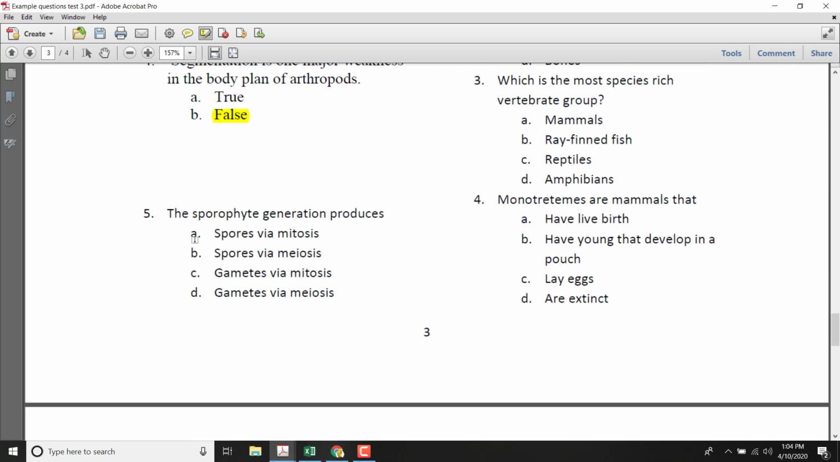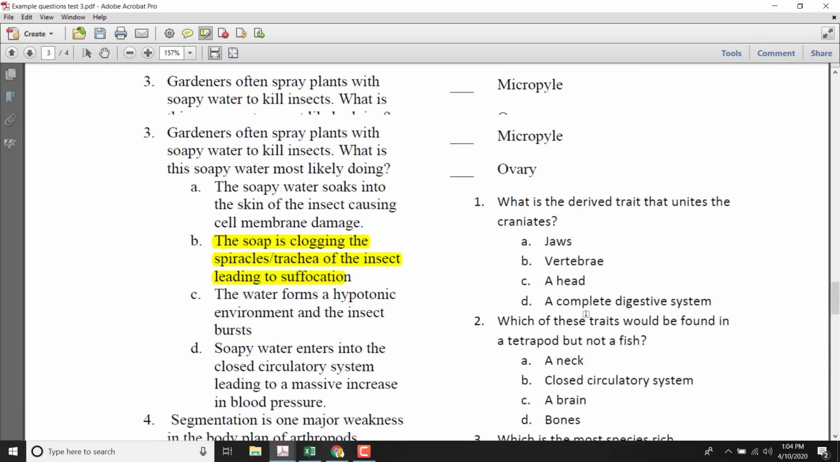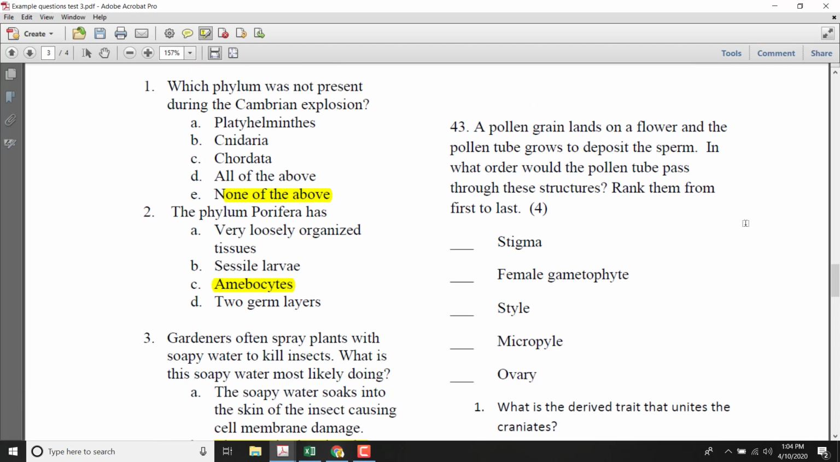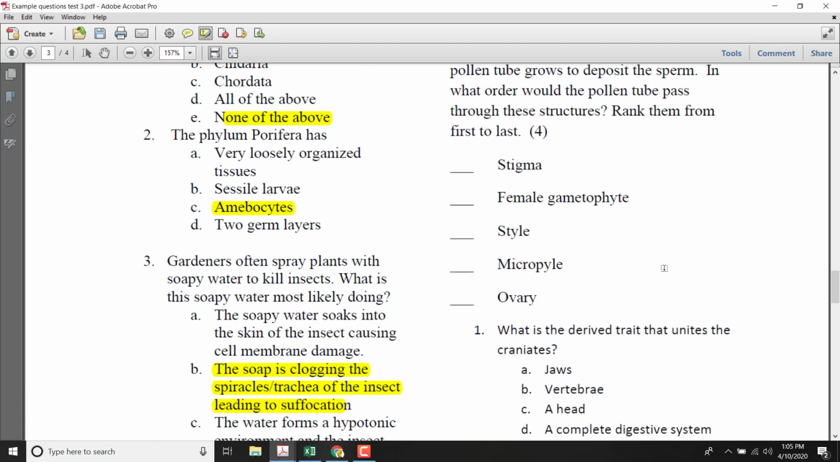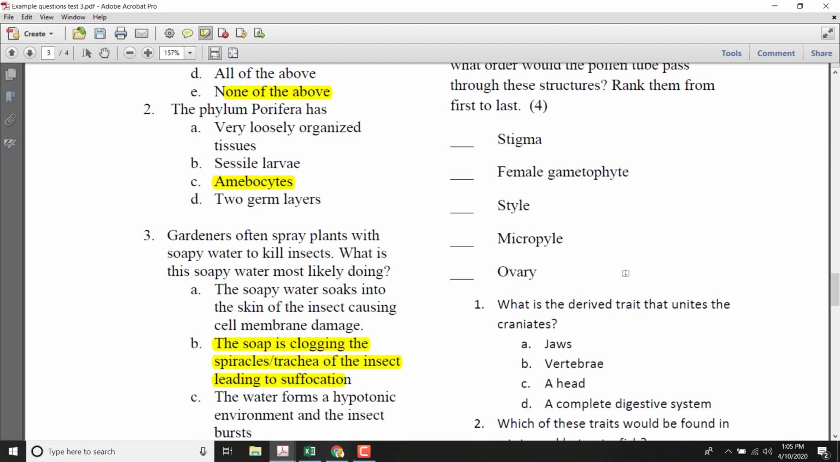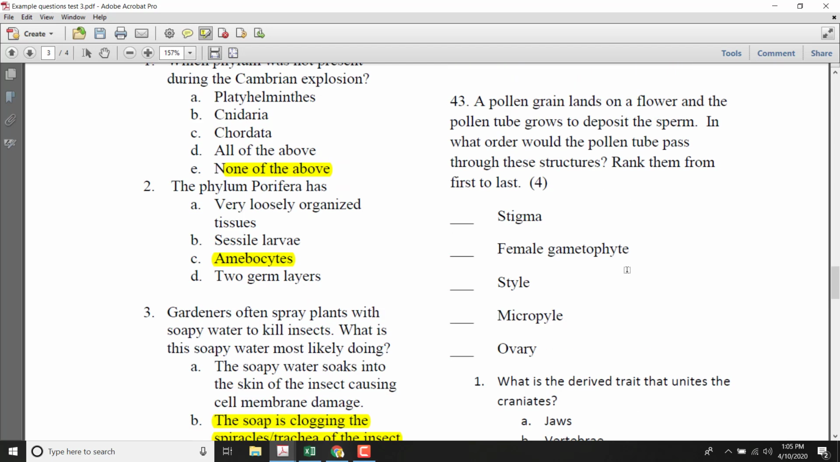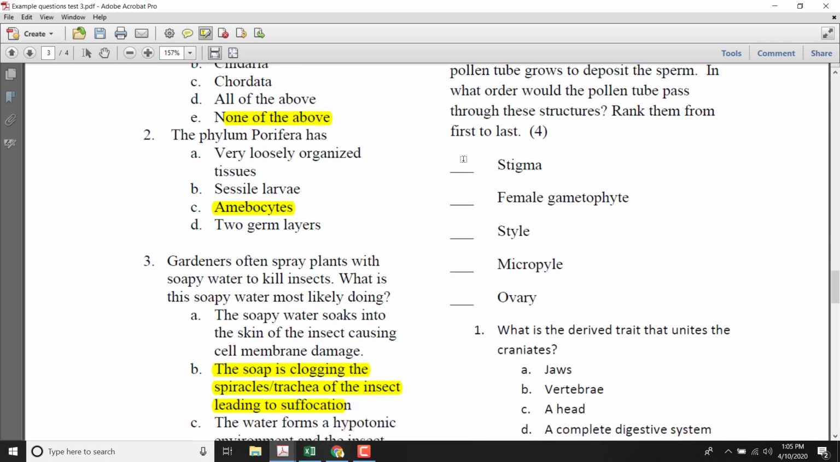The sporophyte generation produces sporophytes, which make spores via meiosis. Pollen grain lands on a flower and the pollen tube grows to deposit the sperm. In what order would the pollen tube pass through these structures? Well, where does the pollen grain land? It lands on the stigma. So this would be number 1. Okay, number 1 would go there.